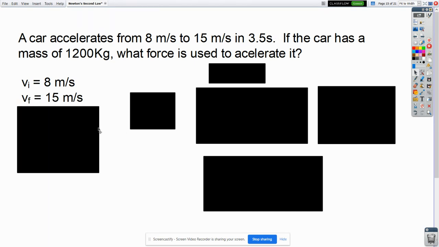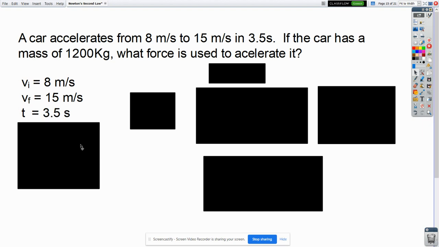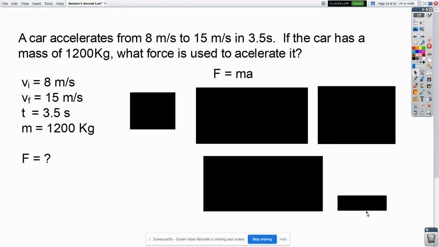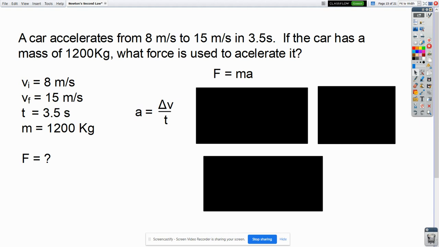In 3.5 seconds, seconds measure time. Car has a mass of 1,200 kilograms. That is the mass. What force is used to accelerate it? Now we know the equation to calculate that force is F equals m times a. To get the force, we need both the mass and the acceleration of the object. While we have the mass, we don't have the acceleration. So we're going to have to figure out what the acceleration is using the old equation, a equals delta v over t.